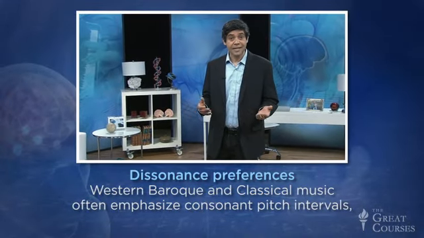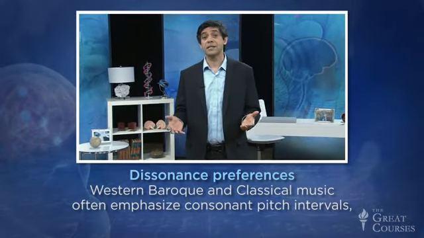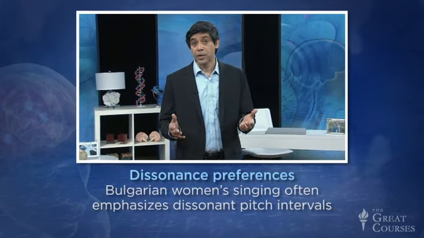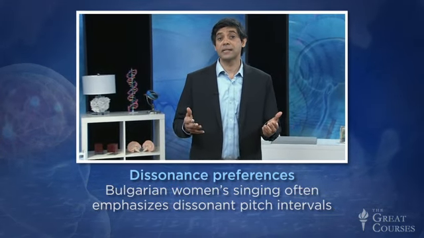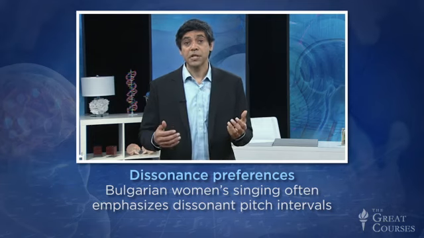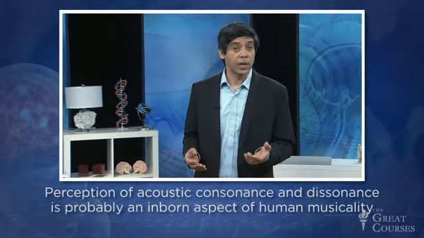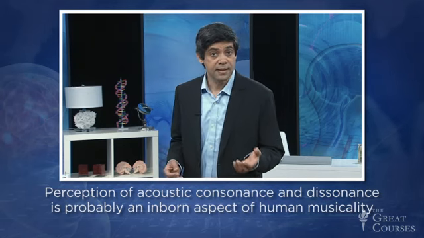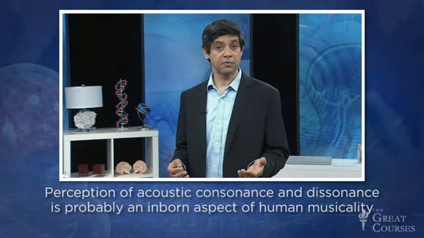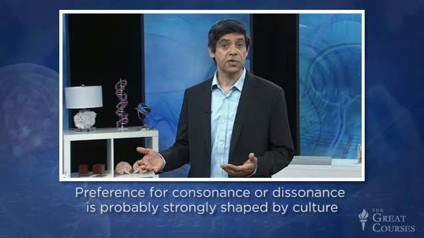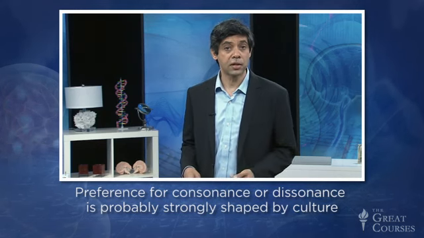Western Baroque and classical music often emphasize consonant pitch intervals, but Bulgarian women singing often emphasizes dissonant pitch intervals, which are perceived as very expressive in that tradition. In other words, while the perception of acoustic consonance and dissonance is probably an inborn aspect of human musicality, preference for consonance or dissonance is probably strongly shaped by culture.